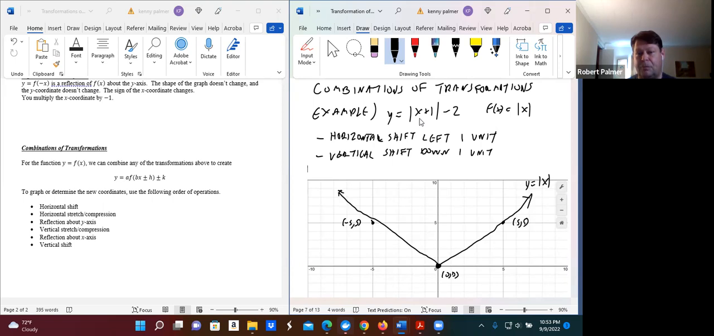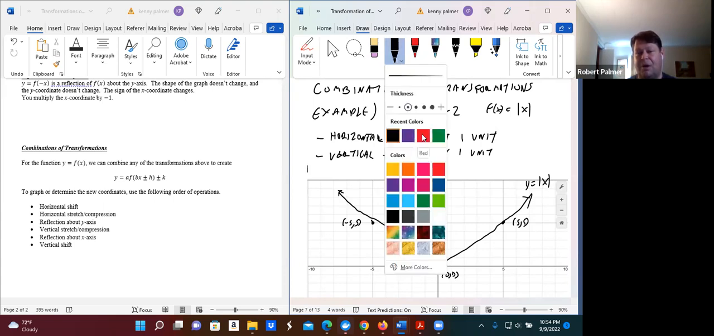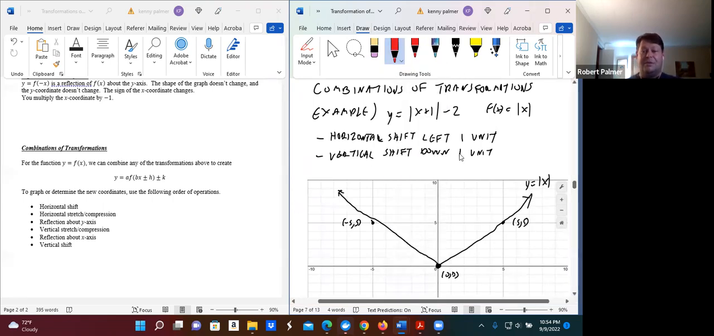Okay. So what I'm going to do is let's first do this horizontal shift to the left. I'm going to change colors, an intermediate color. Also, I'll do a dotted line so we can see the difference. So here, this is a horizontal shift left 1 unit. So I'm going to take this graph and shift left 1 unit.